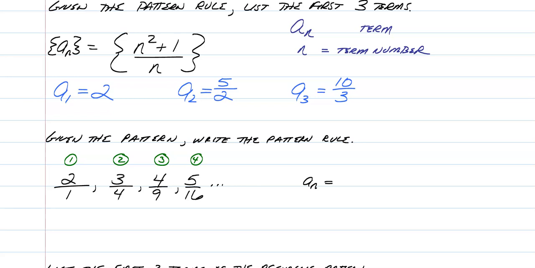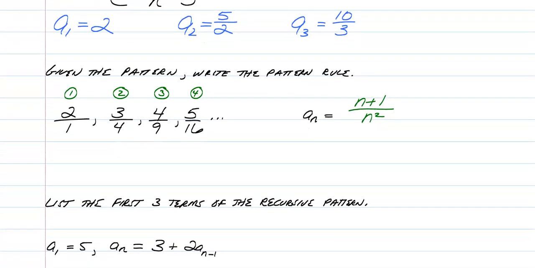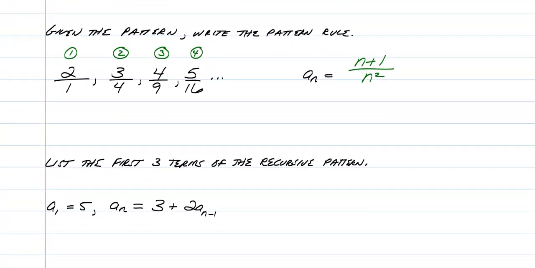And if you came up with n plus 1 over n squared, you would be correct. Because if you look at the top, 1 plus 1 is 2, 2 plus 1 is 3, 3 plus 1 is 4. So your numerator is just going one above the term number. And the bottom is just being squared. 1 squared is 1, 2 squared is 4, 3 squared is 9, and you get it, okay? So that's working backwards. So sometimes you're given a pattern and you have to write a rule for it. Now again, sometimes that's a little tricky and you might guess, which is fine.